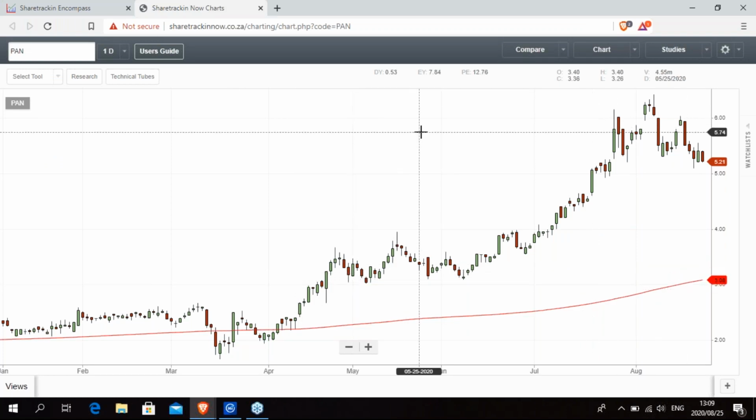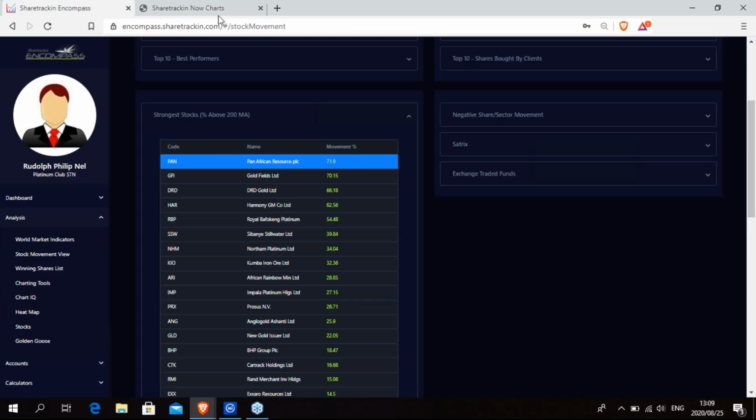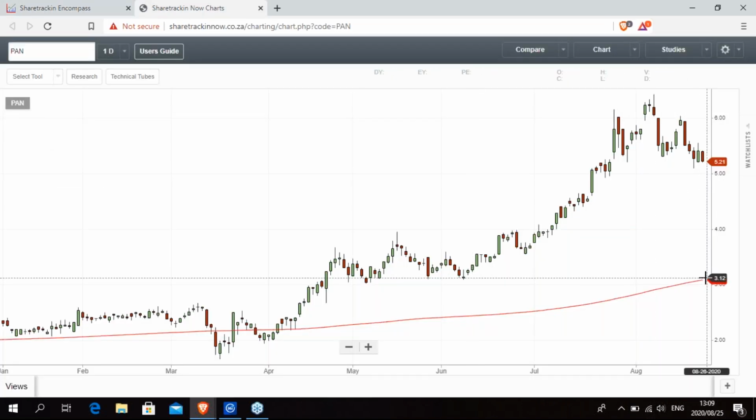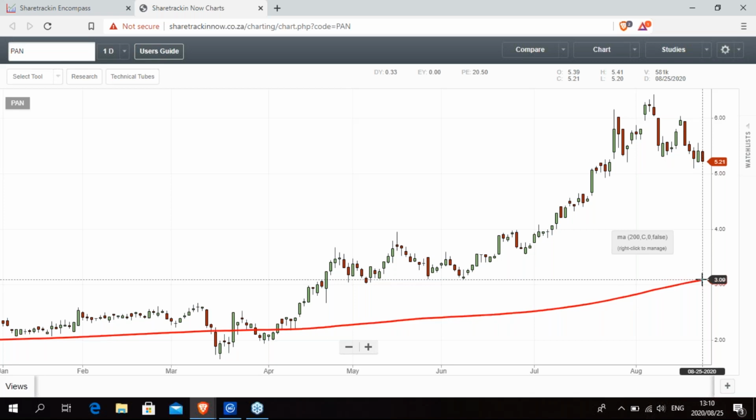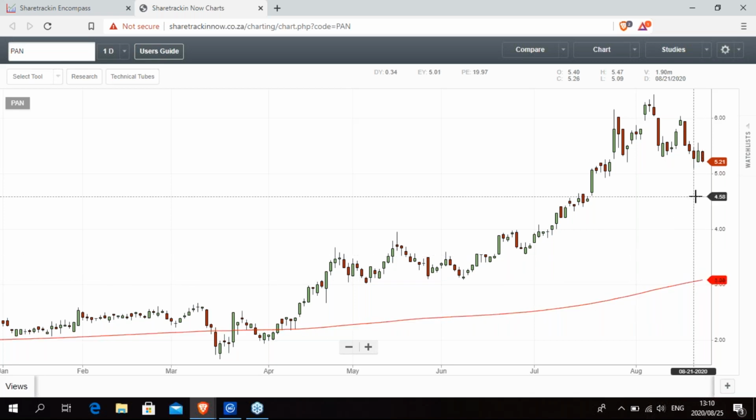Now, basically what the percentage is talking about is that PIN is 71.9% above the average, right? So there's your average. That current average is R3.08, while the share price is currently sitting on R5.21, right? So the gap between there and there is 71%, right? Now, the smaller that gap is, the more chance that share basically has to grow again, all right?